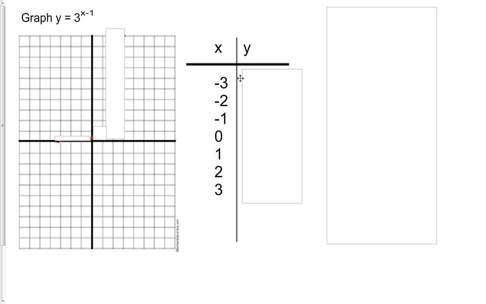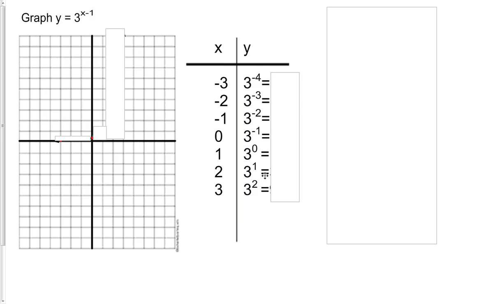So if we pop in a -3 for x, you're going to get y equals 3 to the -4th, and so forth all the way down. And if you evaluate these, 3 to the -4th, remember, is 1 over 3 to the 4th, or 1 over 81, and so forth all the way down. You're going to calculate all these values here.